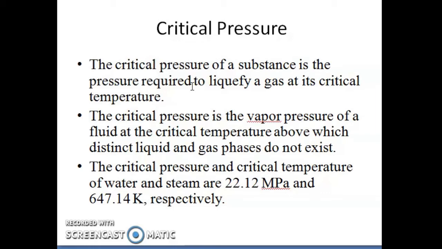For example, the critical pressure and the critical temperature of water and steam are considered to be these values: 22.12 is the pressure and 647.14 is the temperature. These values are considered to be the critical pressure and critical temperature of water respectively.